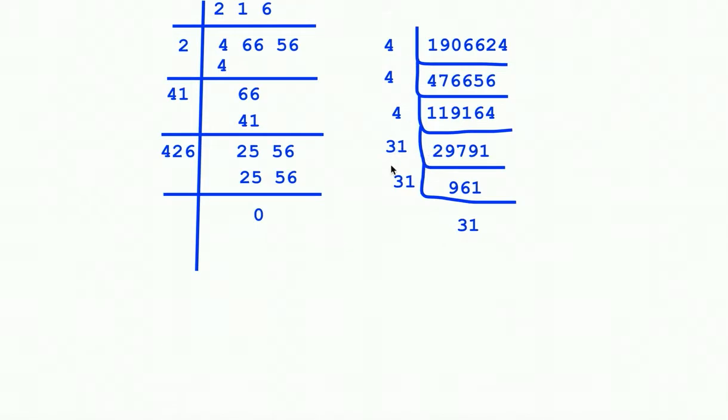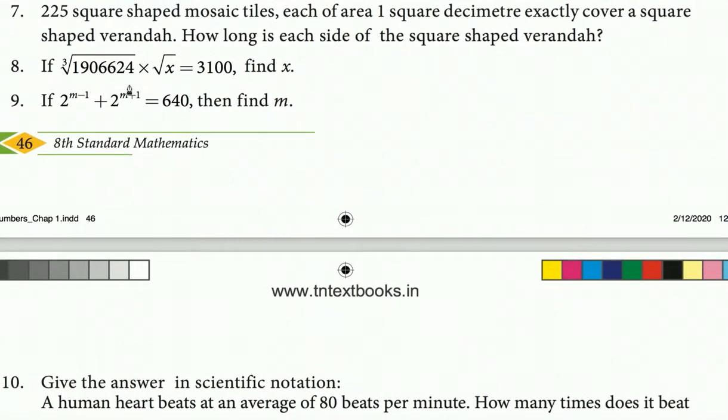4 3s are 12, 4 1s are 4. So 124. Okay, 124 is this answer. 3100 by 124 is how much? 3100 by 124 is 25.